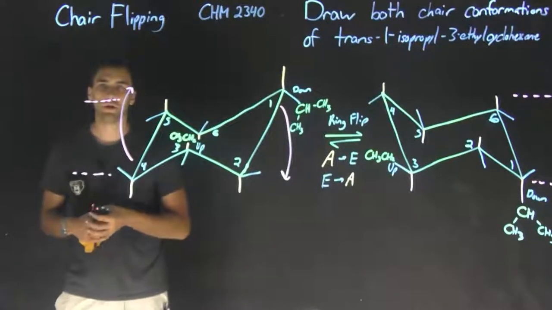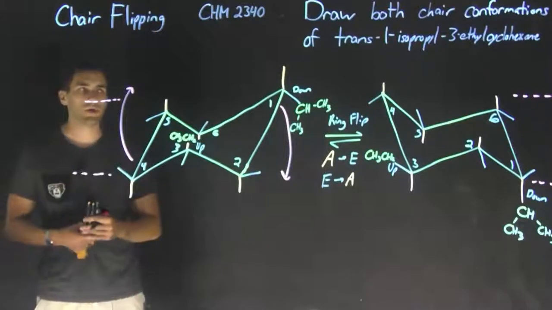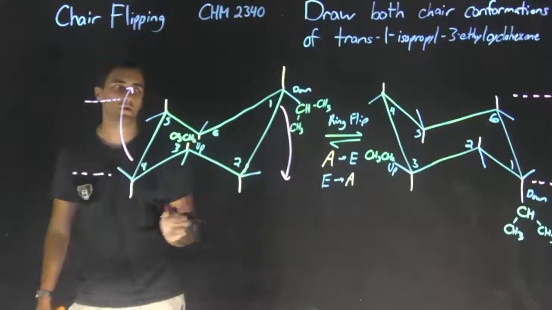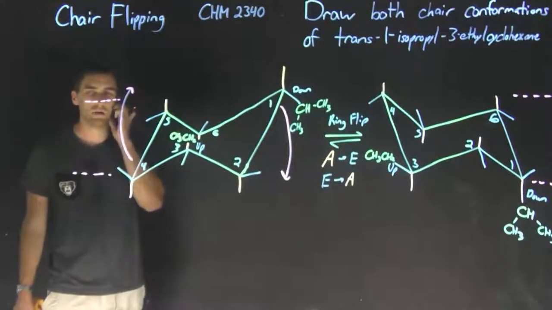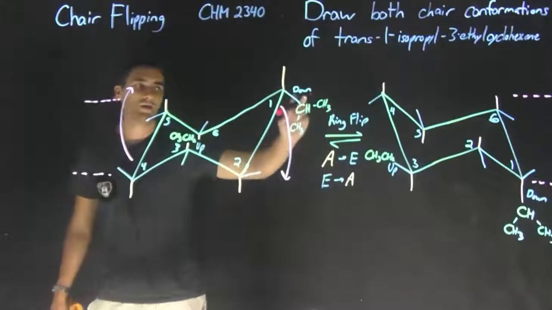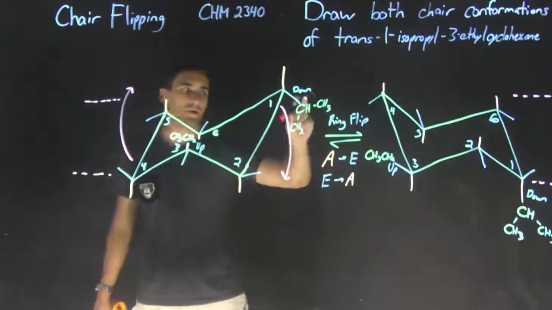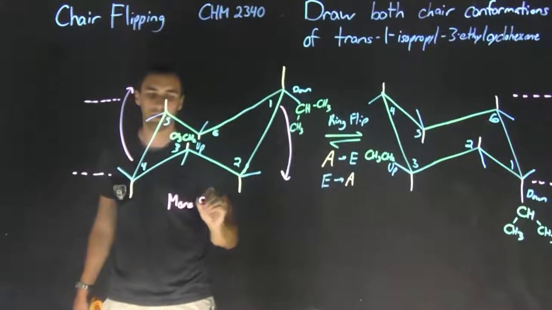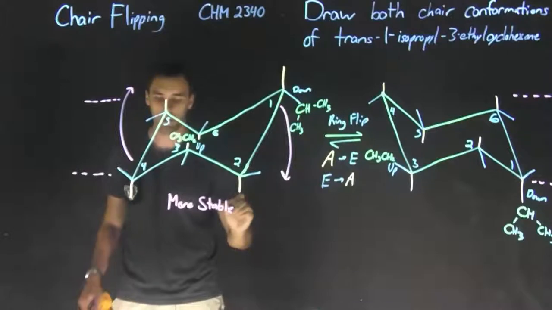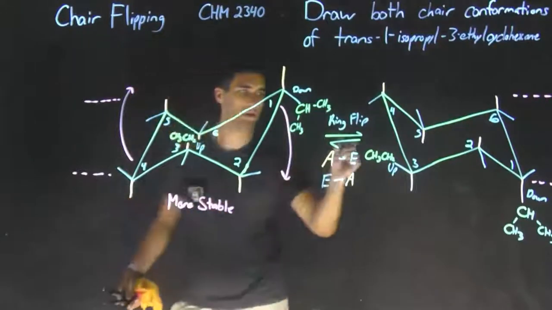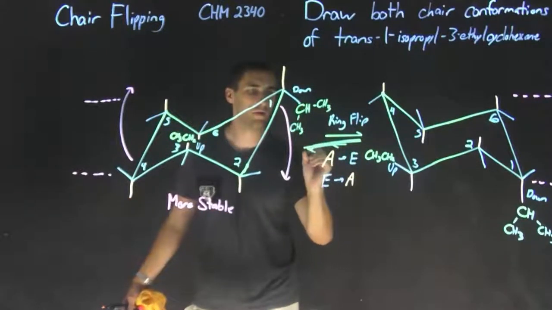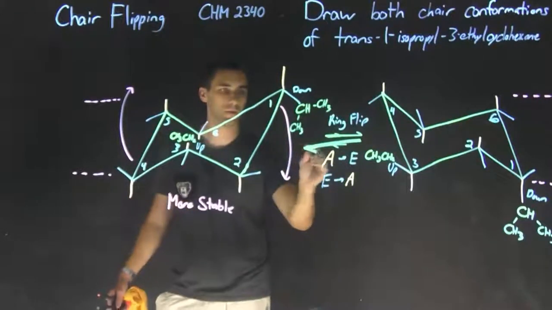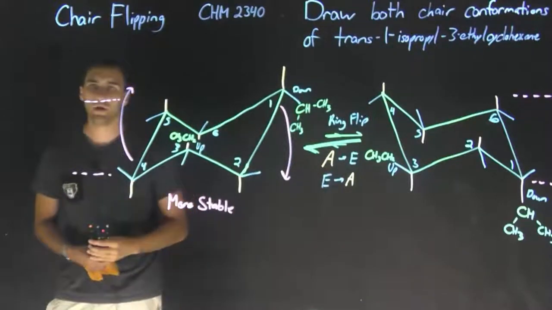Now, if we want to determine the more stable one, we would look at the largest substituent and then pick the molecule that has the largest substituent on the equatorial bond. We see here the isopropyl group is on the equatorial here and the axial over there. So this one will be more stable. That concludes the video on chair flipping.